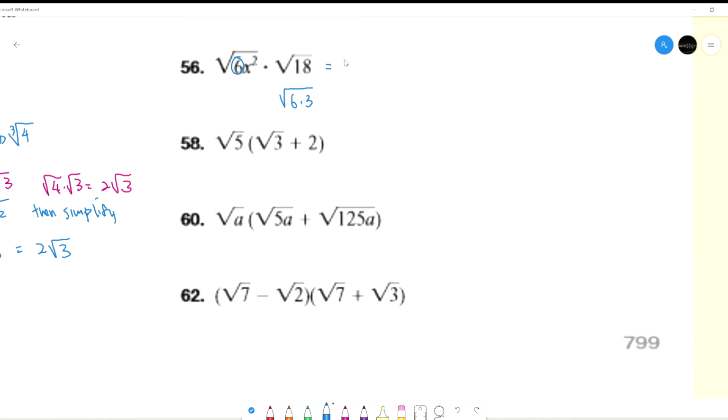Does that make sense? So ultimately, when you combine them, it looks like this. This is my 18, 6x squared. So I know this is 6. I know the square root of x squared is x, or technically the absolute value of x, and we're assuming these are positive for these problems. And what's left? The 3.